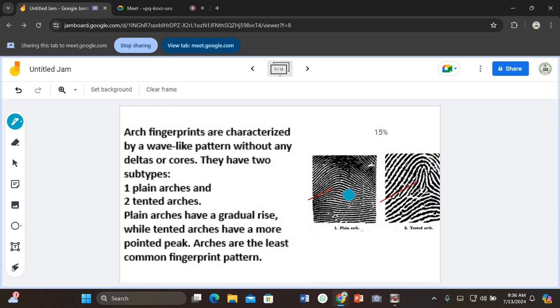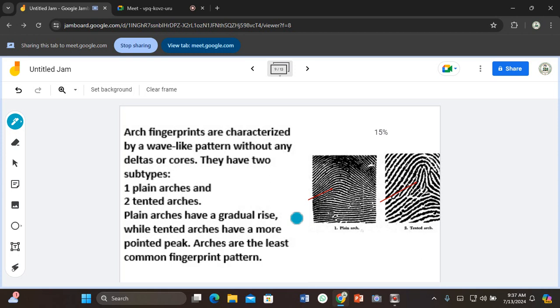They are not common, so they don't have a ridge count. You don't use ridge count for them. They don't have ridge count because ridge counting is not possible, because they don't have deltas and they don't have cores.